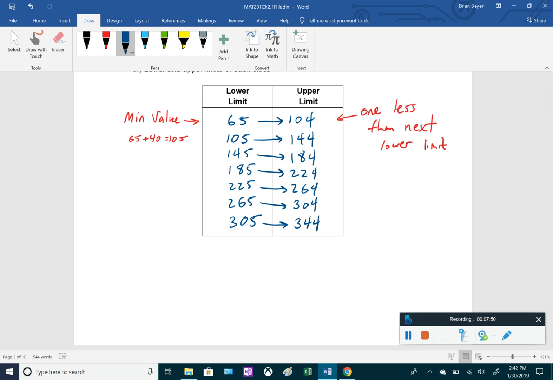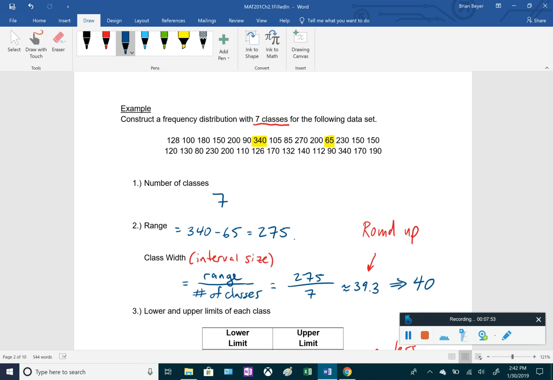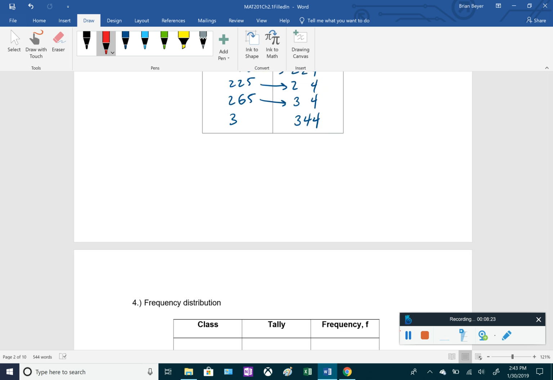So go back up to the data set. So what I'm going to do is cross off how many data entries up here fall between 65 and 104. So cutting through here we have 1, 2, 3, 4, 5, and I think I'm missing one somewhere, and 6. So we have 6 data entries that fall between that class.